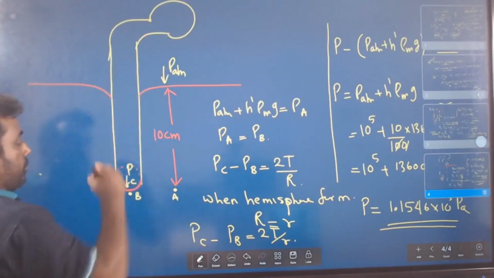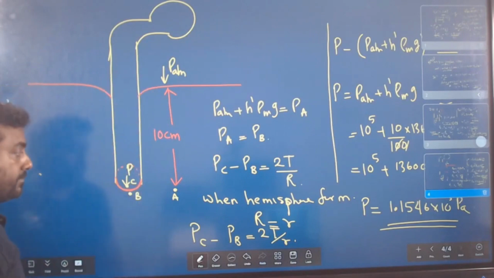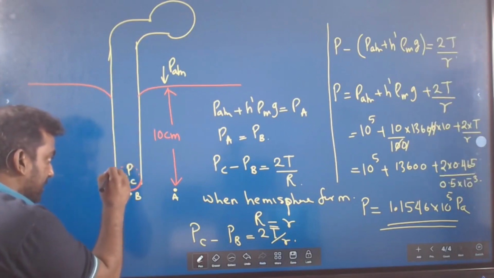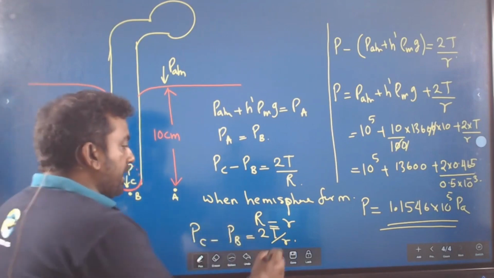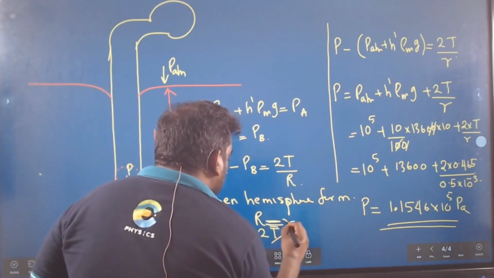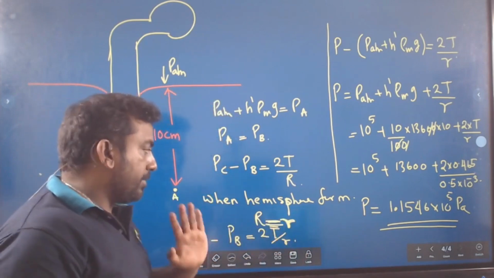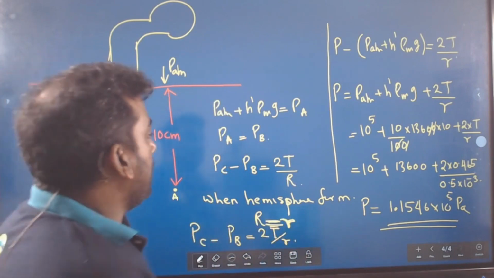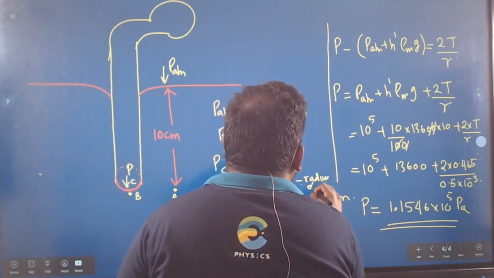Next one is, I send air into the tube. Now a meniscus in the form of a hemisphere is formed at the bottom. Hemisphere means the radius of the bubble equals the radius of the tube. So small r equals capital R. So 2T over capital R, I can put small r, the radius of the bubble. Earlier we defined the term radius of bubble.